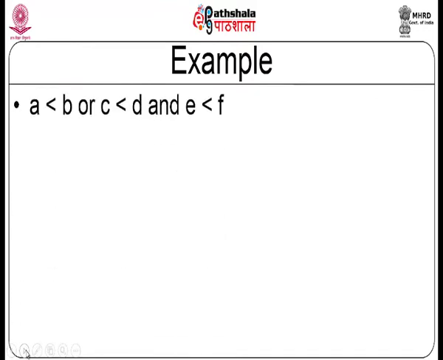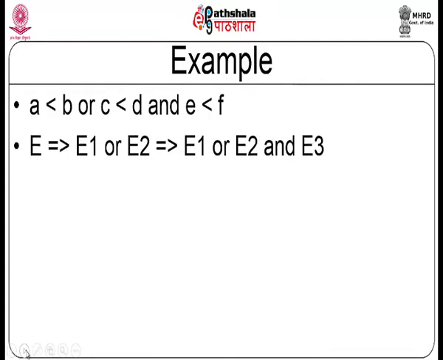Let us take this example, A less than B or C less than D and E less than F. So, we know that AND is done before OR. You do AND has more precedence compared to OR. So, how will the expression be? It will be E1 or E2, and then this E2 is now replaced as E2 and E3. So, I will evaluate this first and then I will evaluate E1.